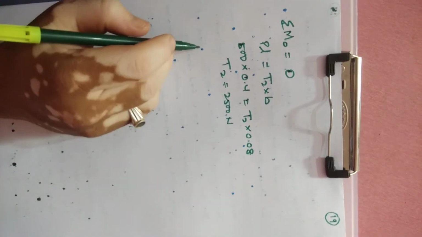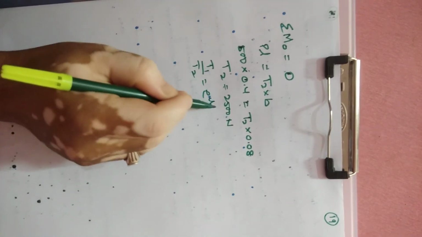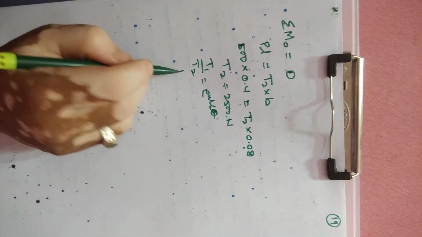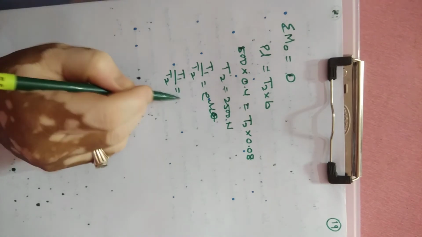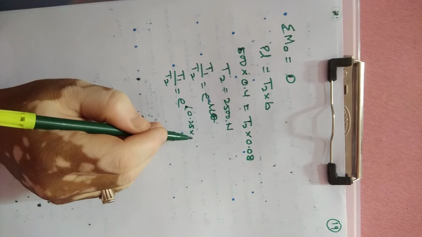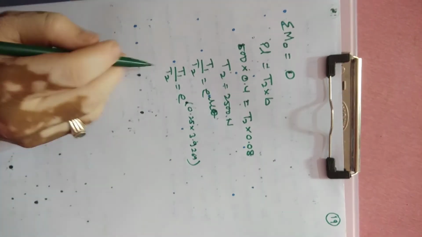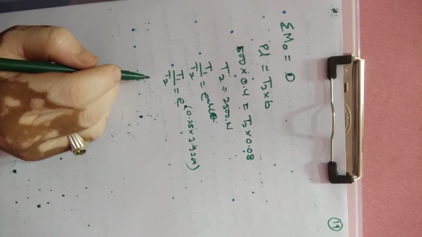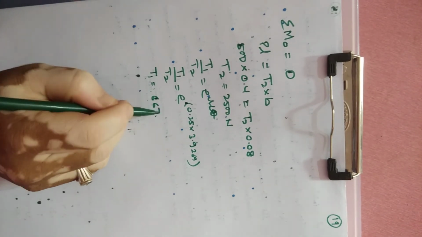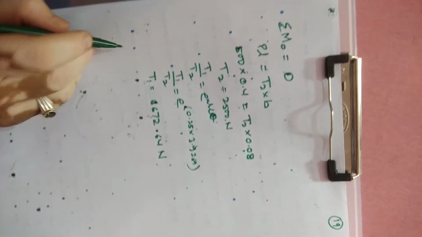Now the tension ratio, as we all know, T1 by T2 is equal to e to the power mu theta. So in this way T1 by T2 is equal to e to the power mu theta, and as we know that mu is 0.25 and theta is 3.9269. Now when we calculate, T1 will be 6672.64 Newton.